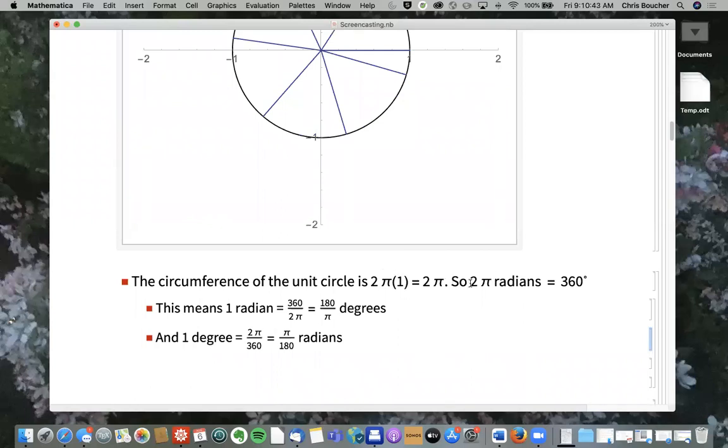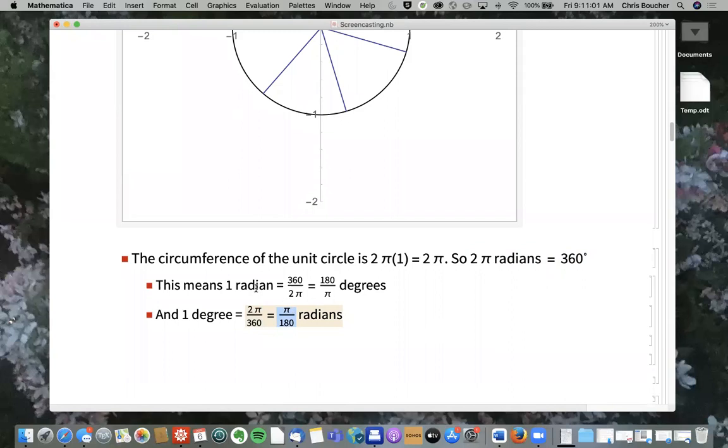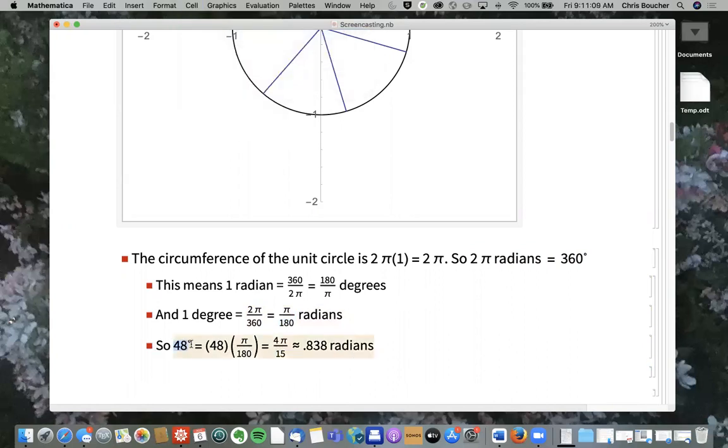And I can rearrange the equation, right? If I take this equation and I divide both sides by 360 instead of dividing by 2 pi, then I get 1 degree on the right-hand side, and I switch sides. On the other side, I get 2 pi over 360. You can reduce the fraction a little bit, 2 pi over 180. So I know how many degrees in 1 radian, I know how many radians in 1 degree, and that means even if I had an angle like 48 degrees, some degree measure angle, well, 1 degree is this many radians, so 48 degrees is 48 times that many radians, right? So just 48 times pi over 180.